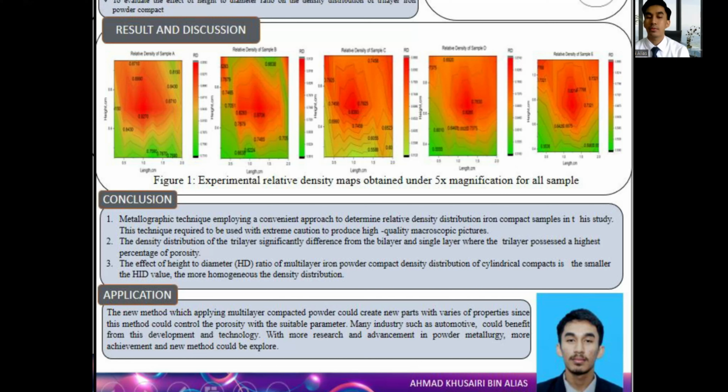And the third conclusion is the effect of the height to diameter ratio, the HD ratio, of multilayer compact. For the density distribution of cylindrical compact, the smaller the HD value, the more homogeneous the density distribution. So the application of this project is that the new method of applying multi-layer compact powder could create new parts with various properties, since this method could control the porosity with suitable parameters. Many industries such as automotive could benefit from this development and technology.